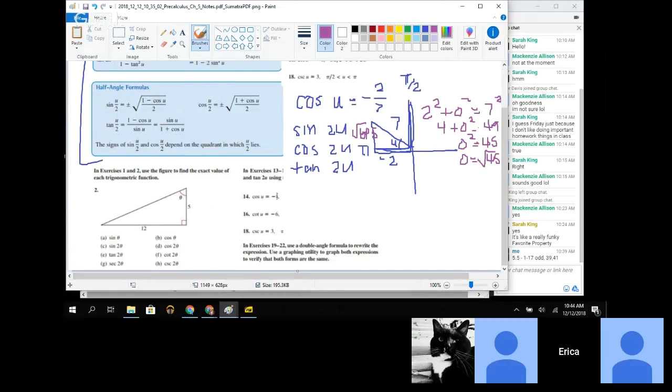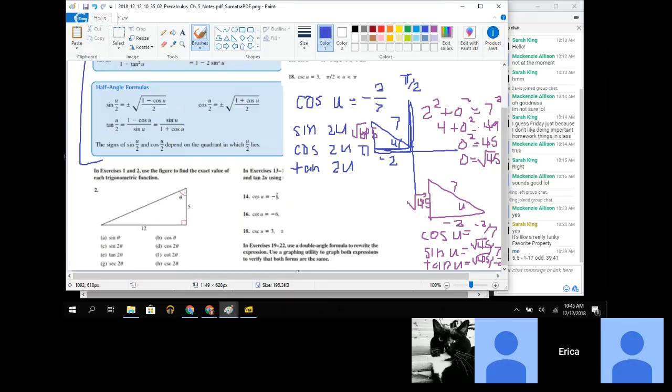All right, so now I have my triangle set up. Here is u. This is -2. This is the square root of 45. And this is 7. So I know that the cosine of u is -2/7, because they tell me this. The sine of u is square root of 45 over 7. And the tangent, opposite over adjacent, is the square root of 45 over 2.